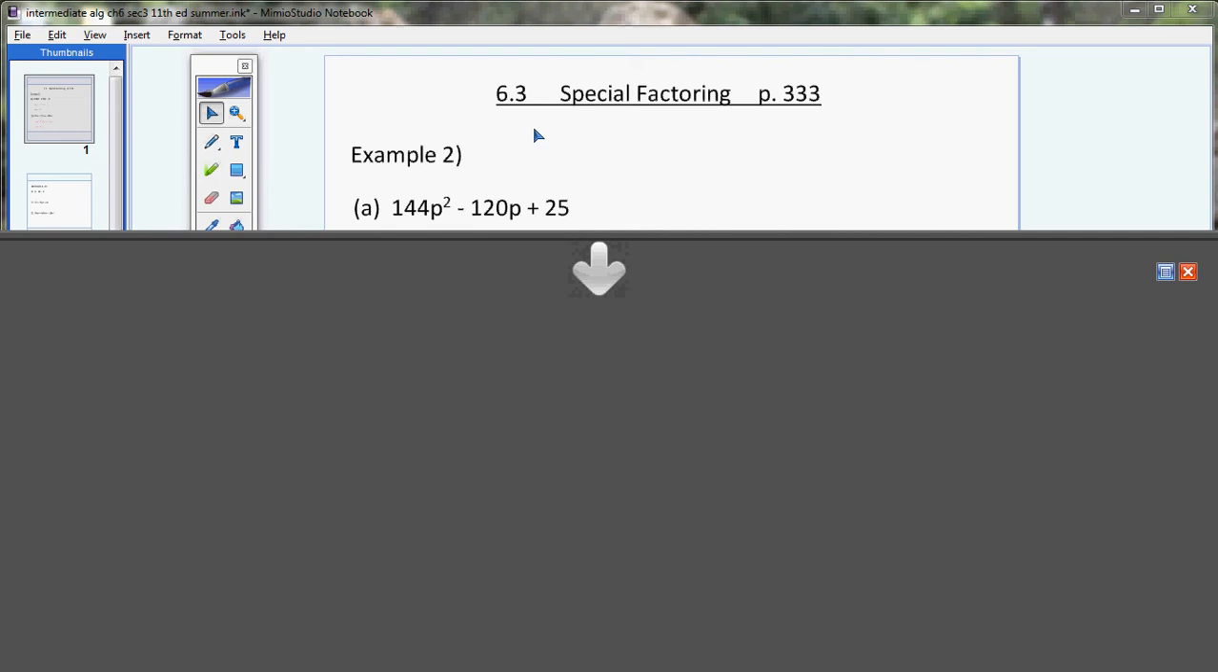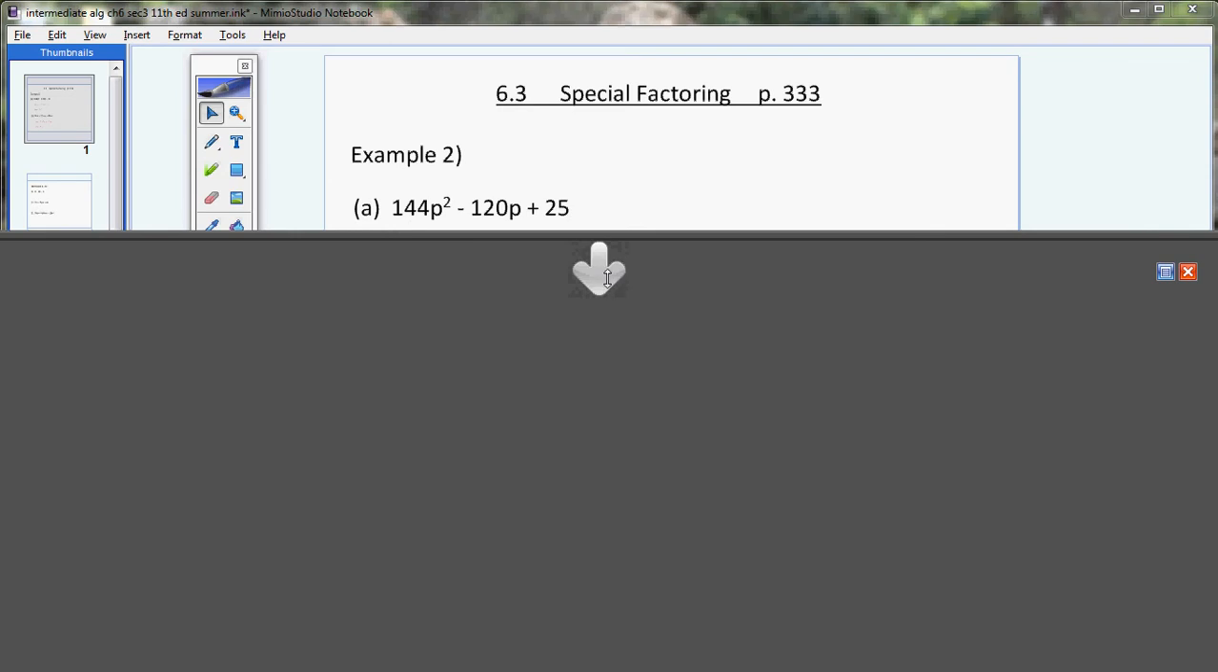Okay, let's look at what they call special factoring in section 3. Now I started on example 2 because example 2 is more like section 2. If you look at this one, we can factor this one the same way we did in section 2. You have 144p squared minus 120p plus 25. Now what you'll notice on this is the numbers are really large.